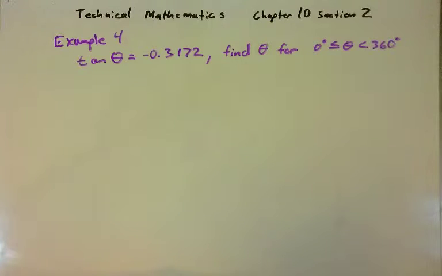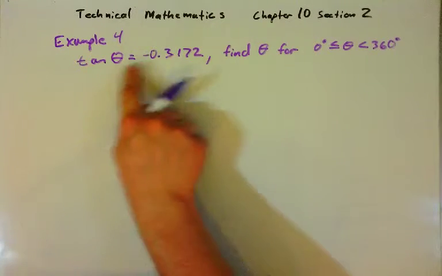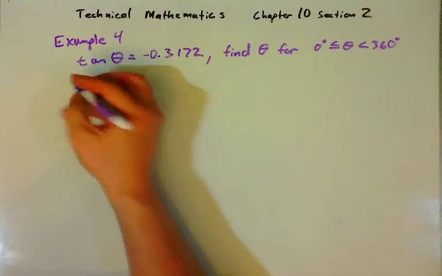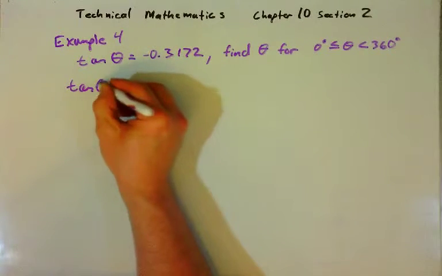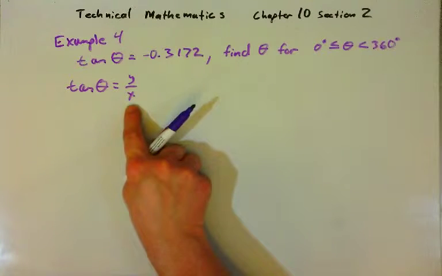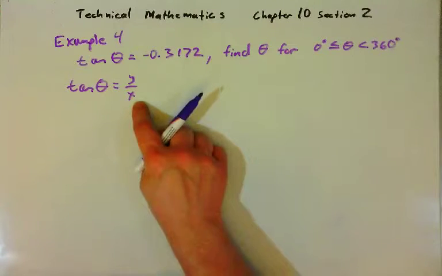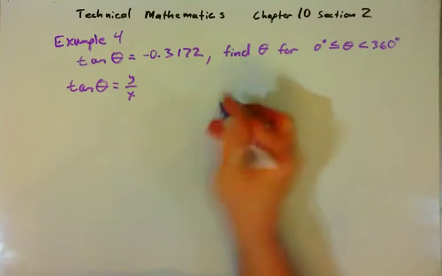This is example 4. It says tangent theta is equal to negative 0.3172, and find theta for theta greater than or equal to 0 but less than 360 degrees. So again, they want a positive answer that's less than 360 degrees. And so we're looking for the angle. The tangent of the angle is negative. Remember that the tangent of theta is equal to y over x. Now there's two ways that we could get a negative answer. Either y is negative and x is positive, or y is positive and x is negative.